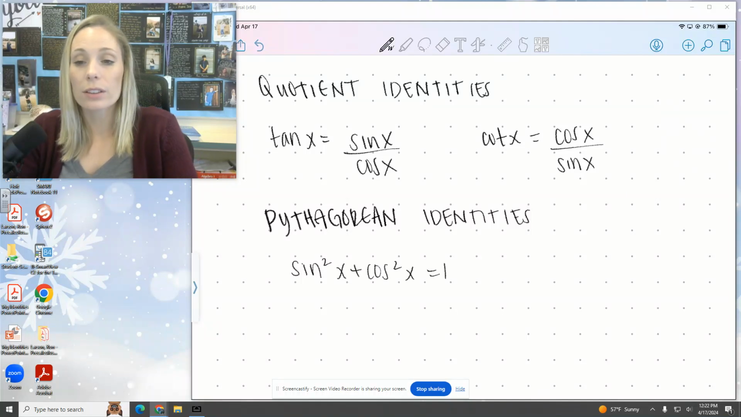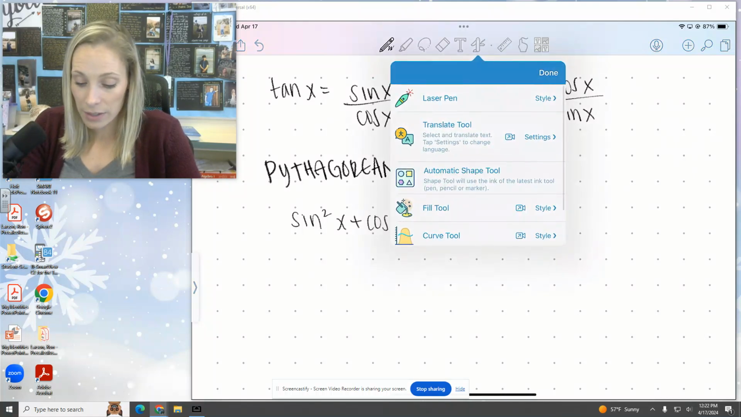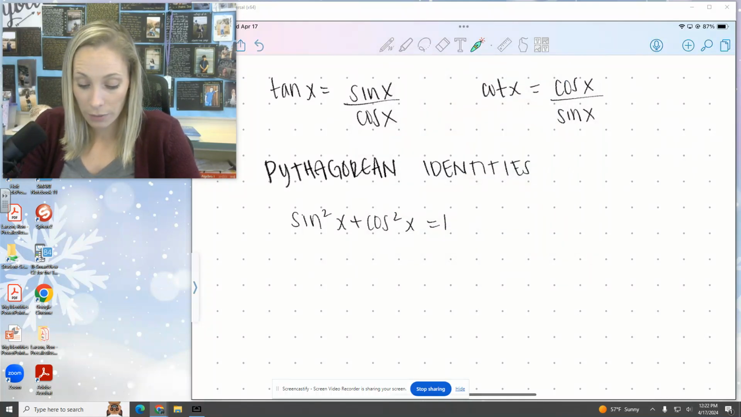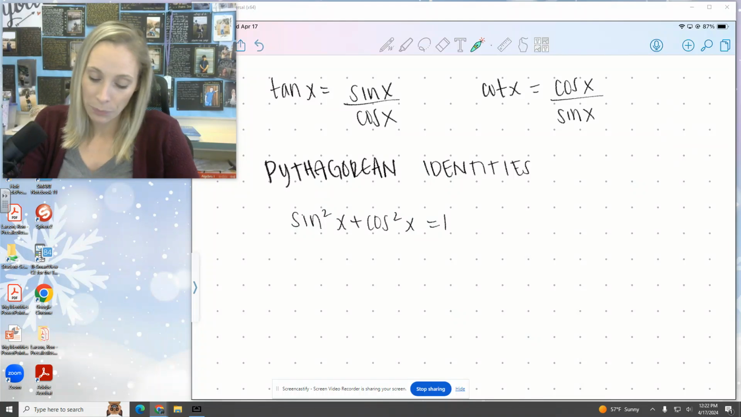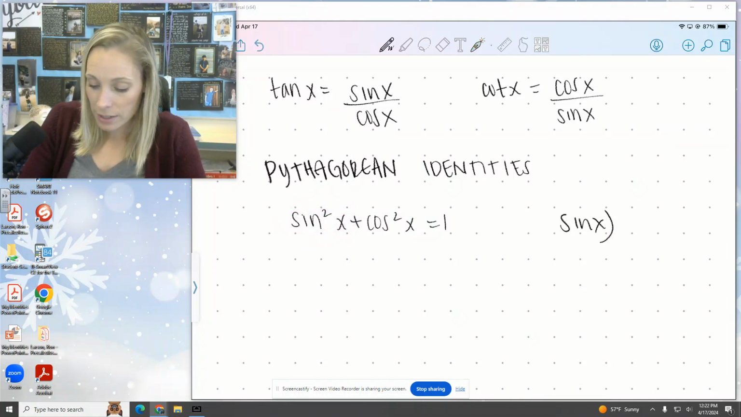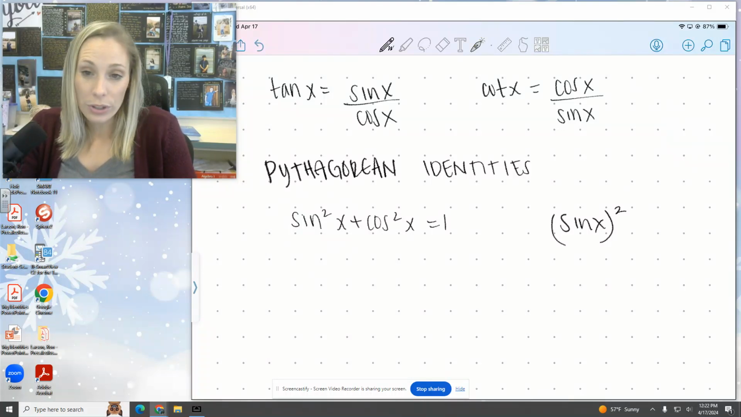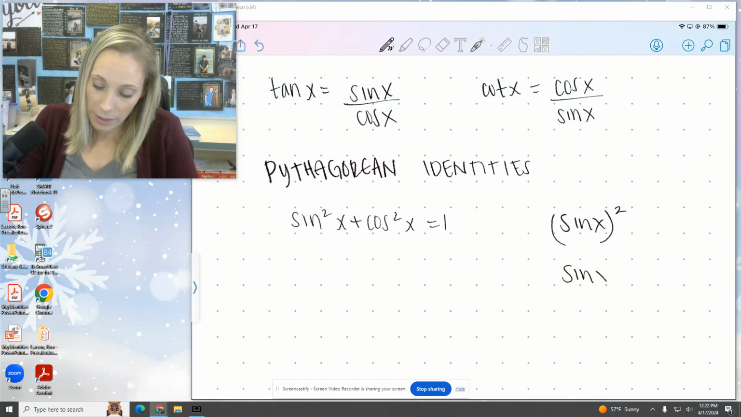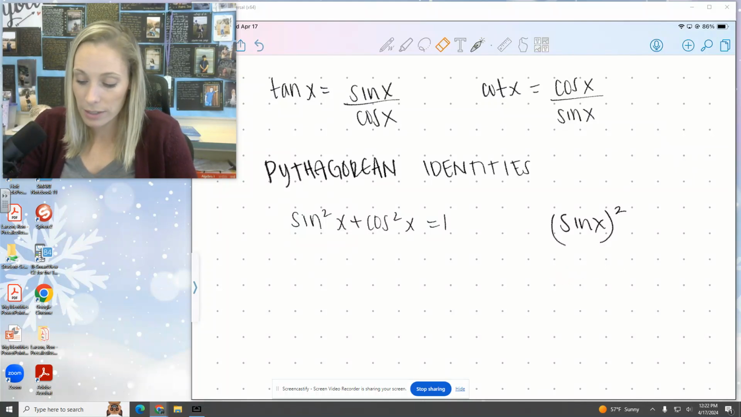Now, I do want to talk a little bit about the notation here. What you notice is that the sine squared of x, the squared is written in between the sine and the x. This is the same thing as sine of x squared. You're squaring the entire function. We do not write it like this, because that is just squaring the x. And we don't want to just square the x. We want to square the entire function.